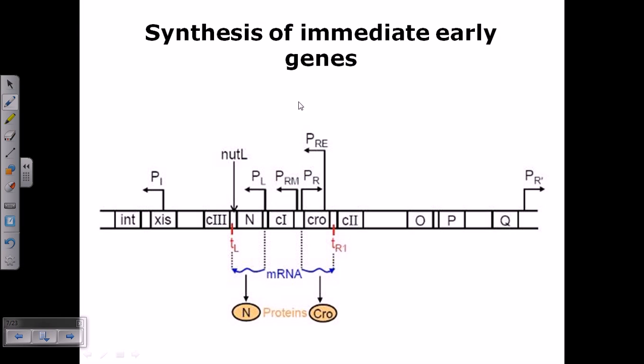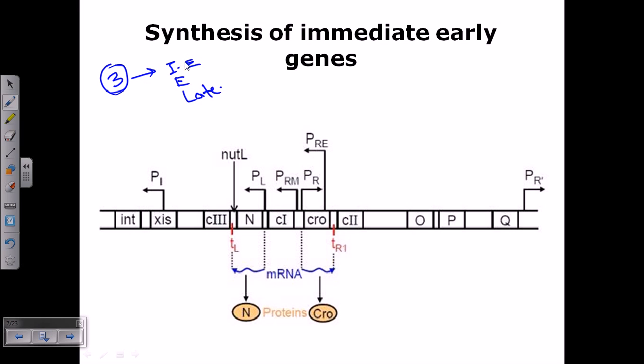Now, synthesis of immediate early genes is important here. If we look at the synthesis of immediate early genes, these are the genes which are synthesized at the very beginning. Now there are three major stages of synthesis of proteins. One is immediate early proteins. Second is the early proteins. Third is the late proteins. Okay, so these are the three types of proteins.